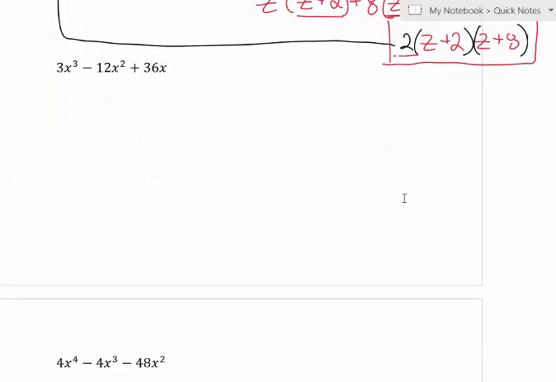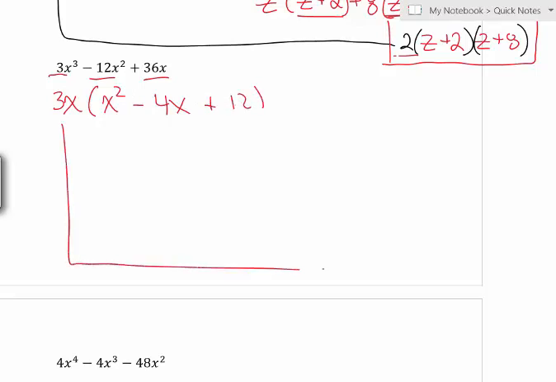So let's take a look at this next problem here. It says 3x to the third minus 12x squared plus 36x. Again, first thing I notice, there's a few things we can take out. We can take out a 3x. We're left with an x squared. Let's see, 3 goes into 12, I guess that's 4 times with an x. And 3 goes into 36, 12 times.